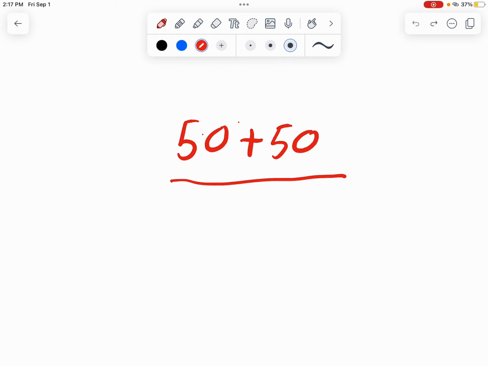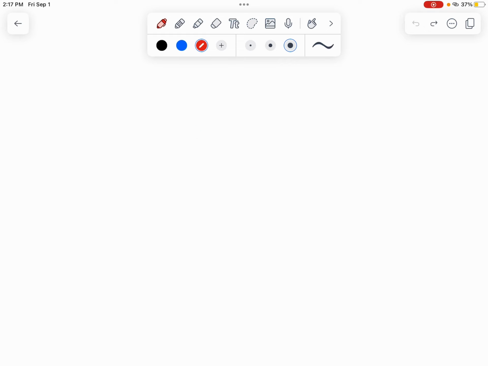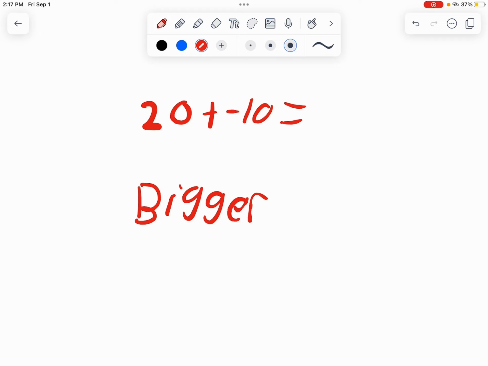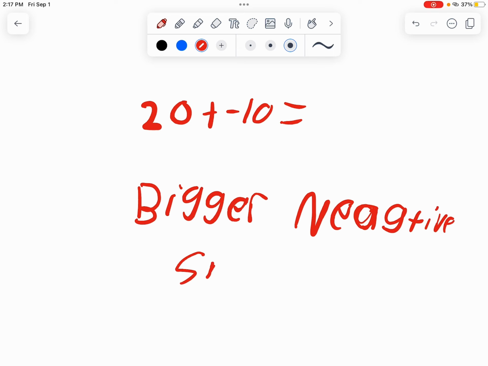Now, when you get up into the higher grades, you're going to do this probably in 6th grade or 5th grade. 20 plus negative 10. Now, this one is actually pretty simple. I know it looks like a problem where you add, but really you're subtracting, because the bigger the negative, the smaller it is. Therefore, this is a negative.